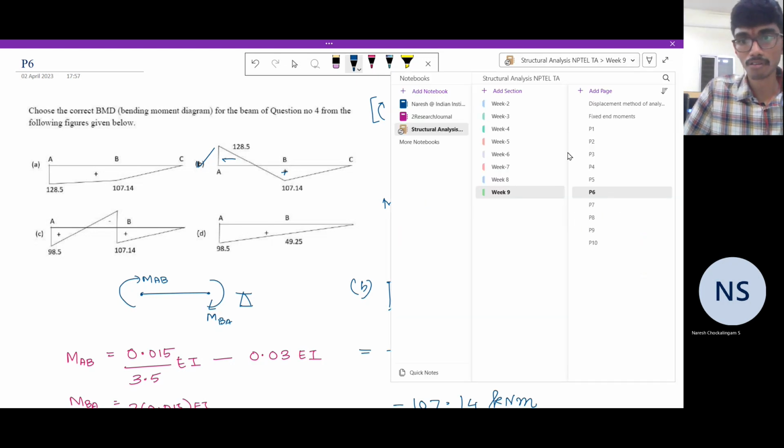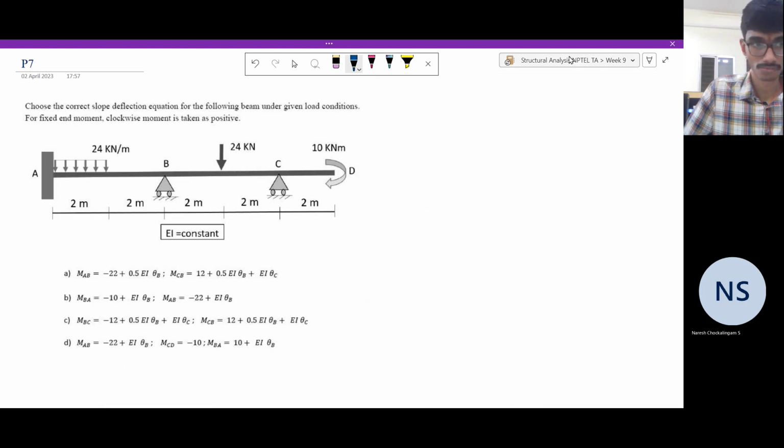Now let us go to the next problem. Choose the correct slope deflection equation for the following beam under the given load conditions. Here we have a 3-span continuous beam. As usual, let us determine the degree of static indeterminacy.